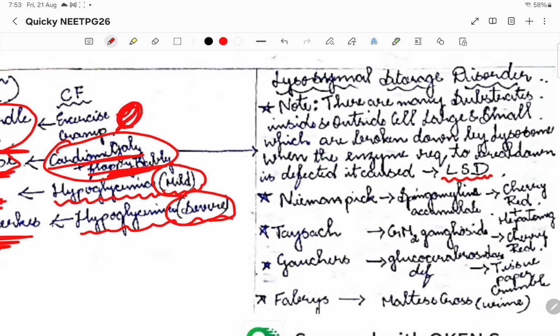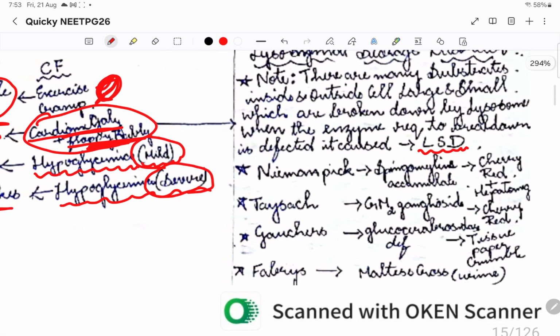So what does that mean? Suppose many substrates are there in our body which are supposed to be broken down by lysosome. Lysosome is like the breaker of all these things. All the substrates will be digested by lysosome. It is like a dustbin, a vacuum which can clear out all these substrates. When there is a defect in it, it causes lysosomal storage disorder. So let us see what are all the lysosomal storage disorders and how they present.